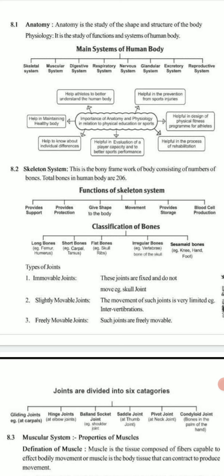And flat bones: the skull and ribs. Skull and rib bones are also called flat bones. And irregular bones: the vertebra, and the vertebra bone in the skull is an example of irregular bones. And sesamoid bones: the knee, hand and foot also have sesamoid bones.